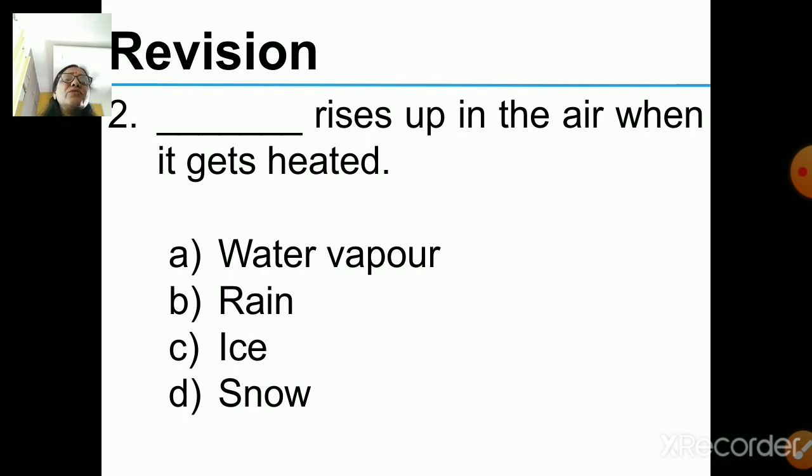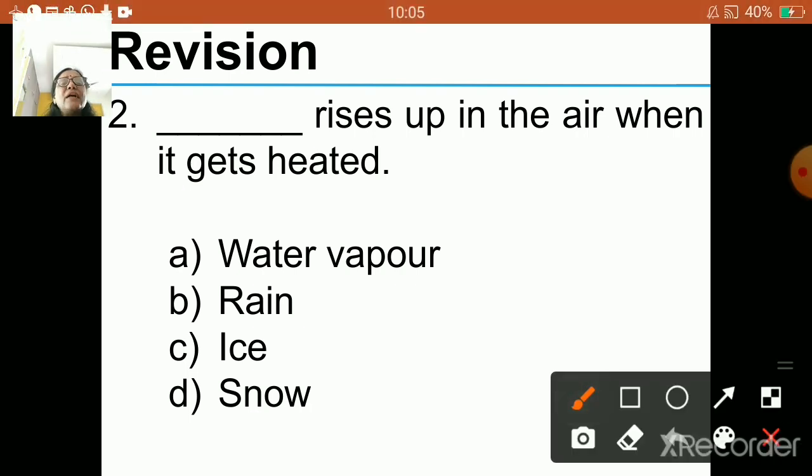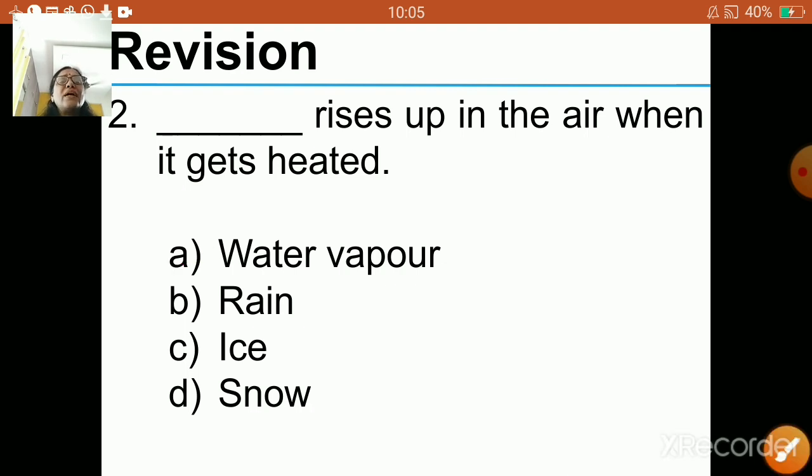Right, children? Next one, dash rises up in the air when it gets heated. Let us see the options. Water vapor, rain, ice, snow. Yes, correct. The option is water vapor. Why? Because as the water gets heated, it becomes water vapor, and it mixes with the air and goes up. As it gets heated because of the sun, it rises up. Right, children? And it is also lighter, so it rises up.